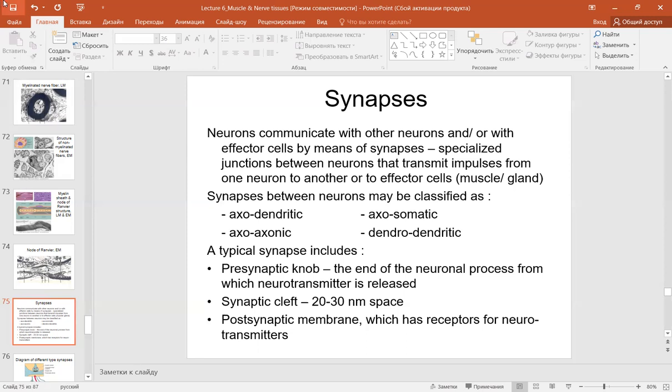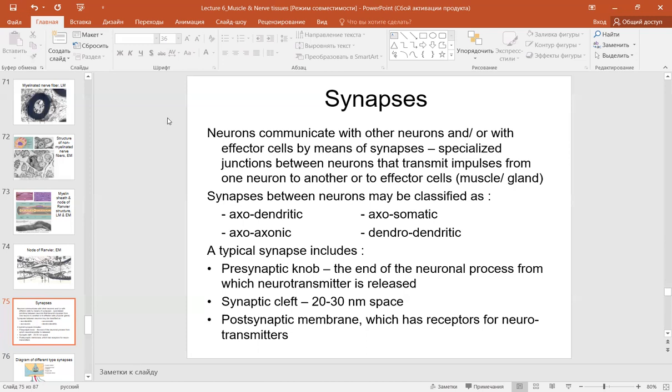vesicles of the synaptic cleft, the 20-30 nanometer space between the presynaptic knob and postsynaptic membrane. And postsynaptic membrane, which has receptors for neurotransmitters, binding to which the electric impulse is transduced. The significance of the synaptic junction is one directional orientation of the reflex arc.